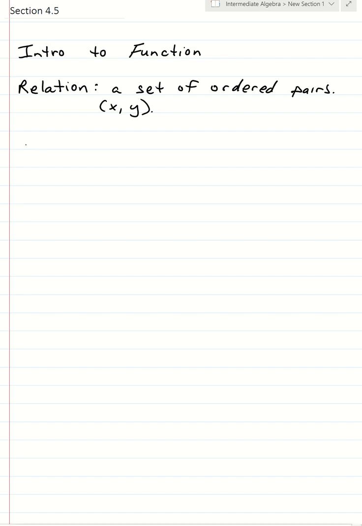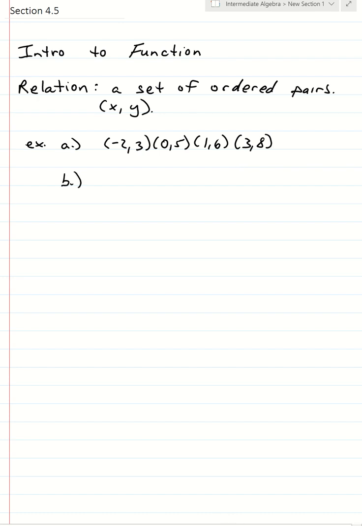For example, example A, let's say, might be made up of the ordered pairs (-2, 3), (0, 5), (1, 6), (3, 8). And what we have here is a set of ordered pairs, and therefore we would say this is an example of a relation.